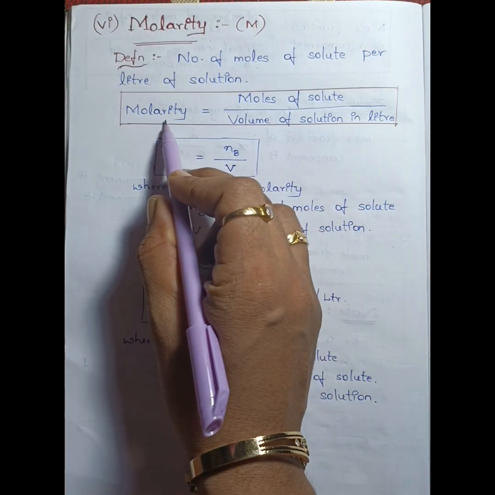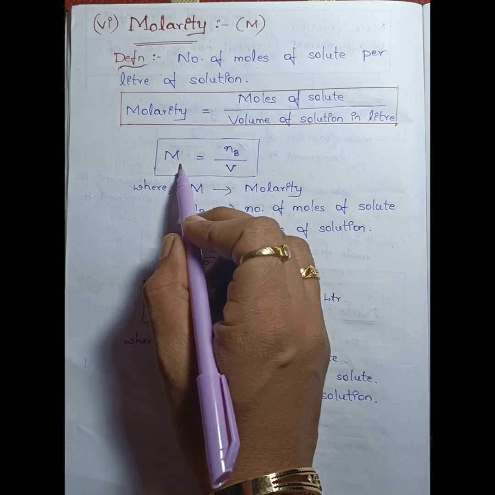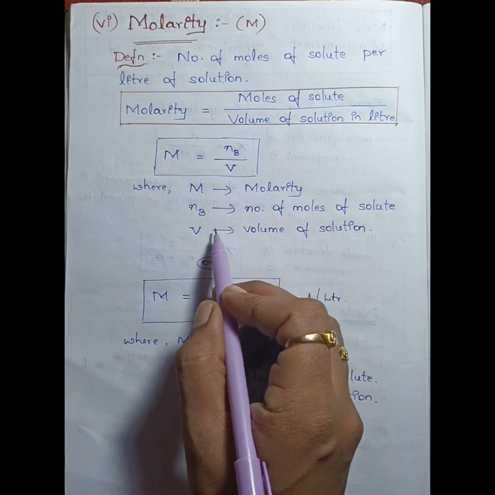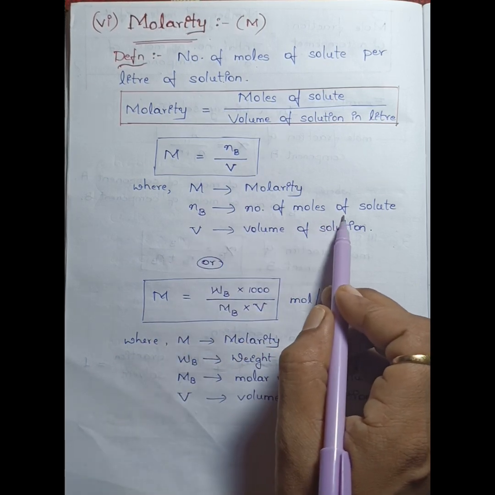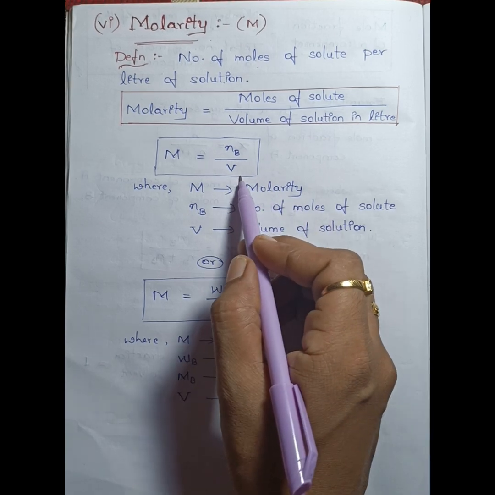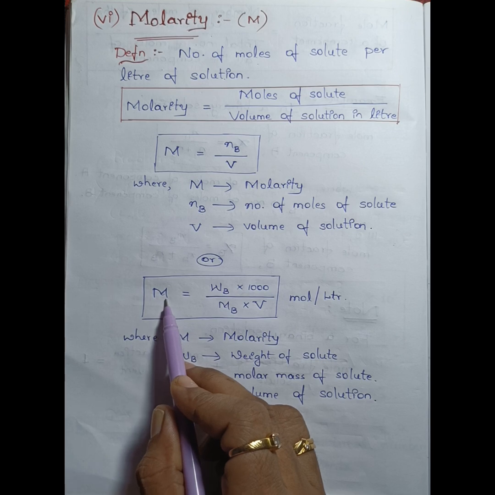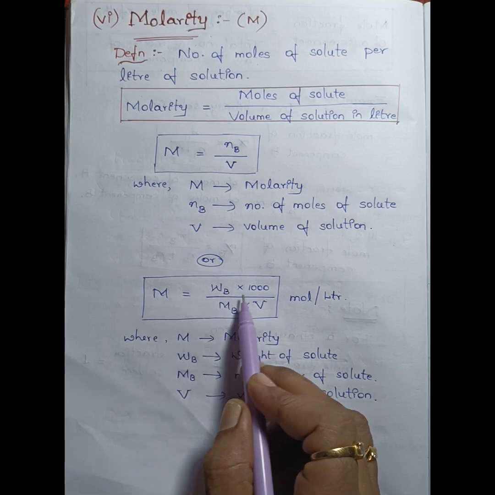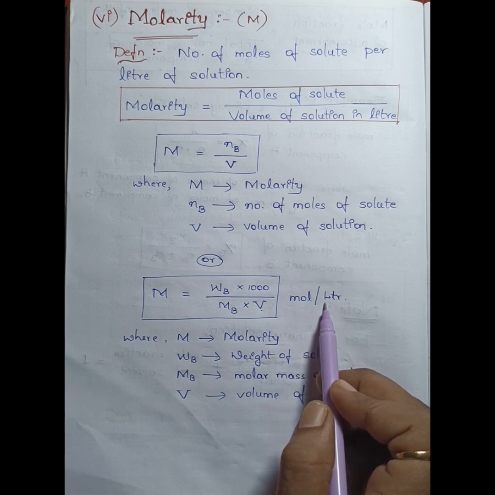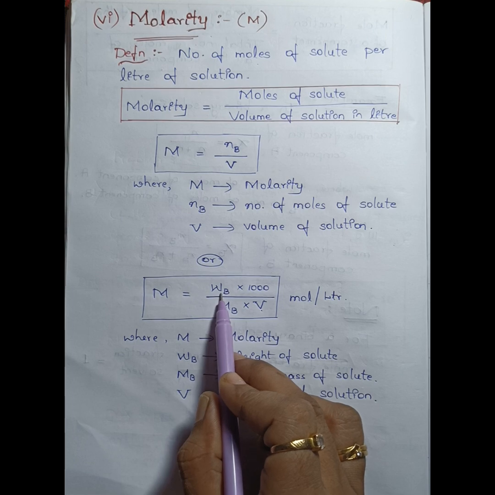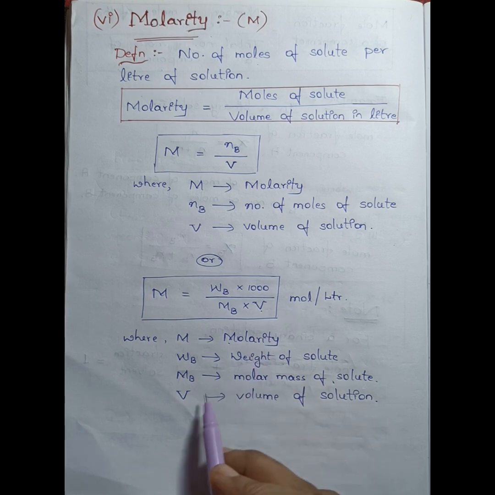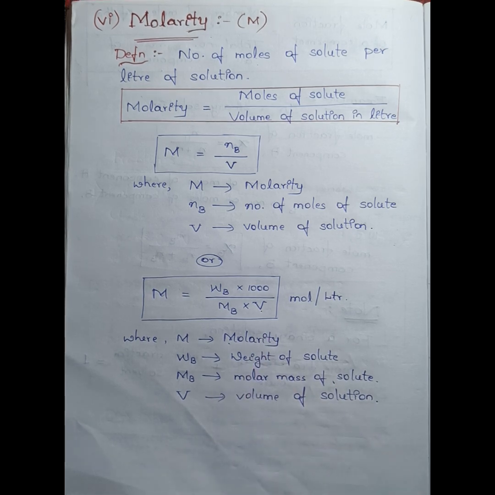That is written as molarity, noted as capital M, is equal to moles of solute, that is Nb, by volume of solution V. Here M is molarity, Nb means number of moles of solute, V is volume of solution. Or this formula can also be written as M is equal to Wb into 1000 by Mb into V, and the unit of molarity is mole per liter. Here Wb means weight of the solute, Mb means molar mass of solute, and V means volume of solution. So this is about molarity.